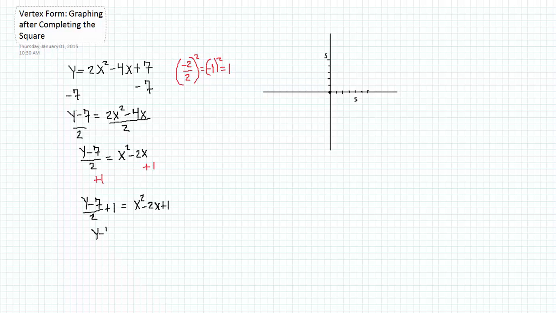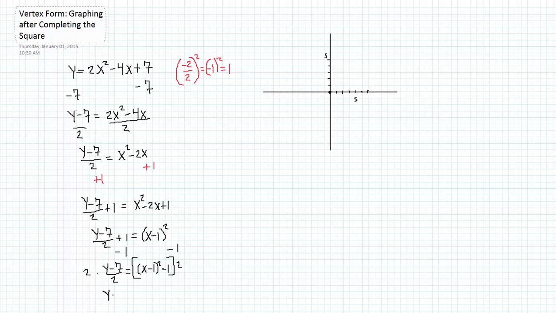Now, (y minus 7) over 2 plus 1 is equal to x squared minus 2x plus 1, but I can factor that as (x minus 1) all of that squared. Now, I can proceed to go in reverse. So I can subtract 1 from both sides. So I have (y minus 7) over 2 is equal to (x minus 1) squared minus 1. Then I can multiply everything by 2.